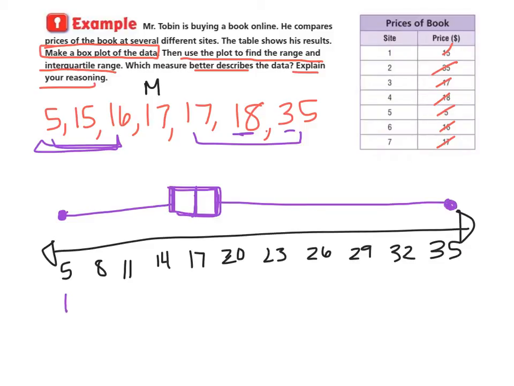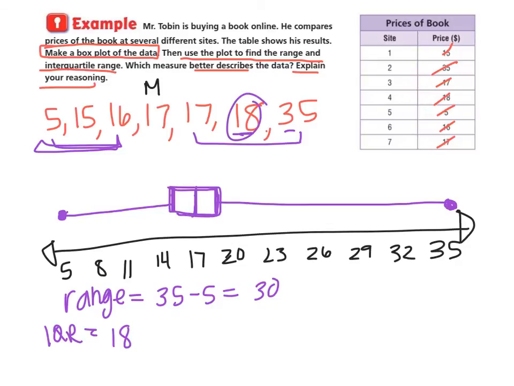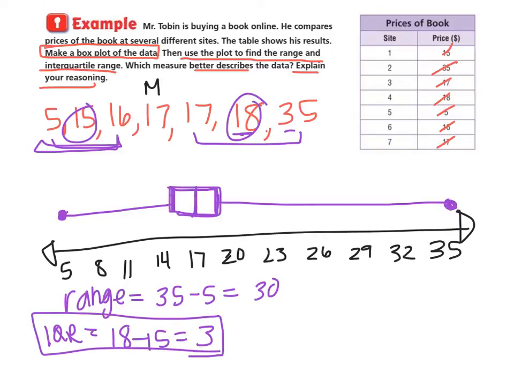To find the range, we do the highest number minus the lowest number. So 35 minus 5 would give us 30. So what this means is that there are 30 points between our highest and lowest. But when we look at our interquartile range, our IQR, it's going to be 18, which was right here, minus 15, which is 3. So our interquartile range has less of a spread, and so it would be the better measure.